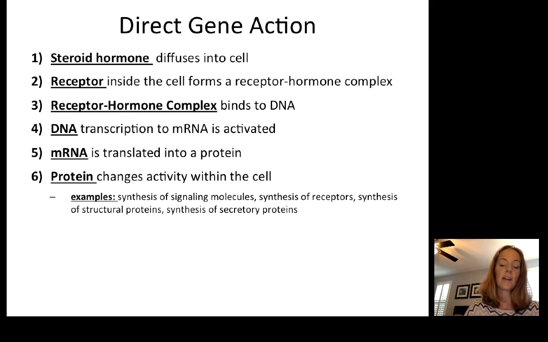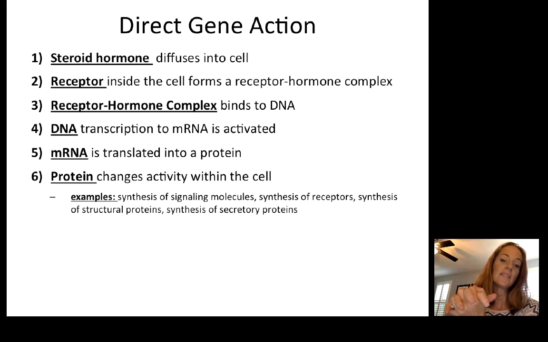It will activate transcription. What is transcription? Transcription is converting DNA to mRNA. You guys should remember this from our DNA lectures. Once we have mRNA, mRNA will leave the nucleus and be translated into proteins within the cell. So rather than having protein kinases that are phosphorylating proteins already made in the cell, which is what happens with second messenger systems, direct gene action can actually make new proteins.